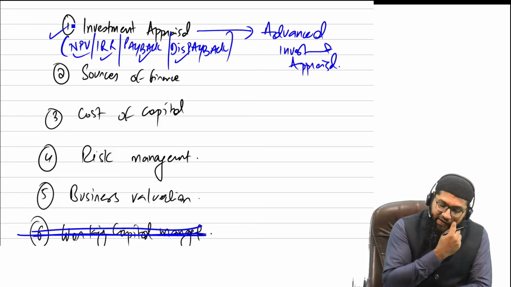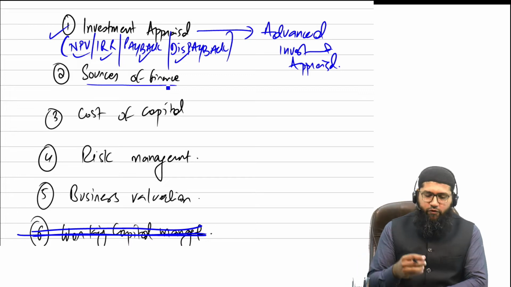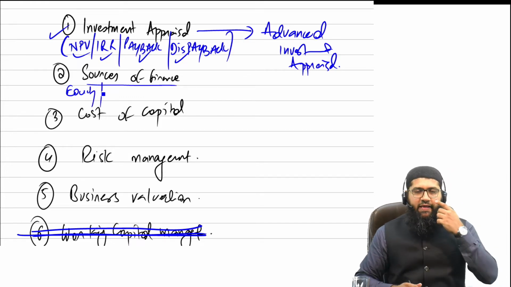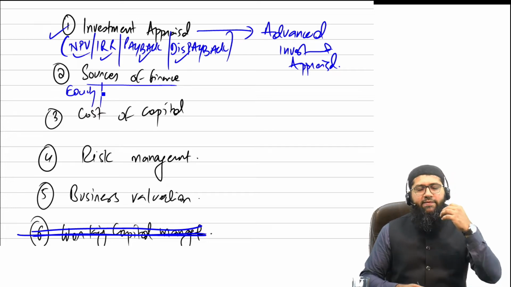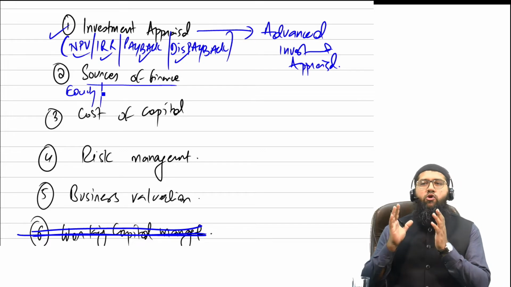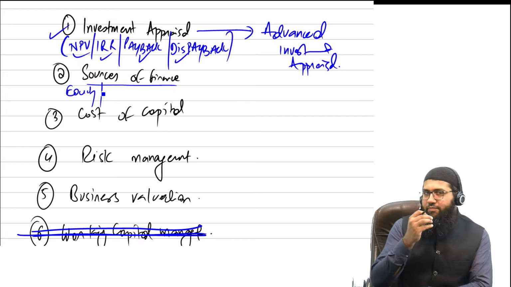The next thing is sources of finance, where we decide which source of finance to go for. Should we go for equity? And if we have to raise the equity, how should we raise it? Should we go for a private placement? Should we do a rights issue? Should we do an IPO? Should we go for a second public offering? What should we be doing? That is something that you decide.